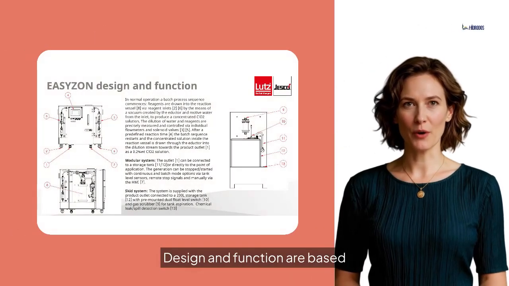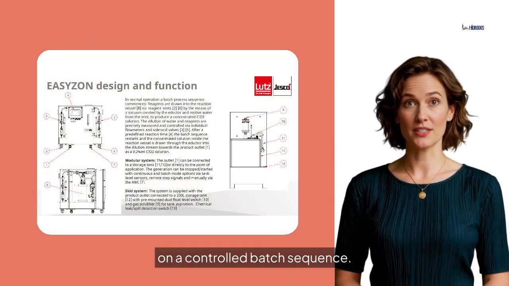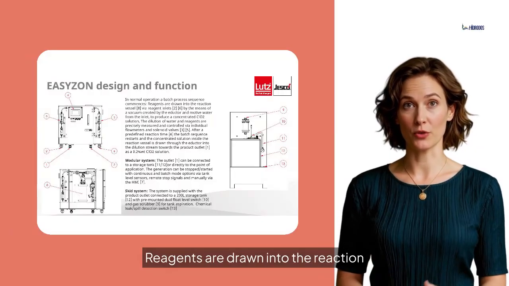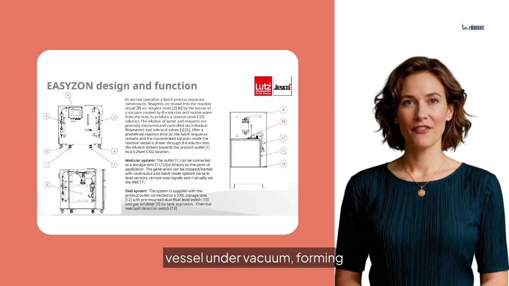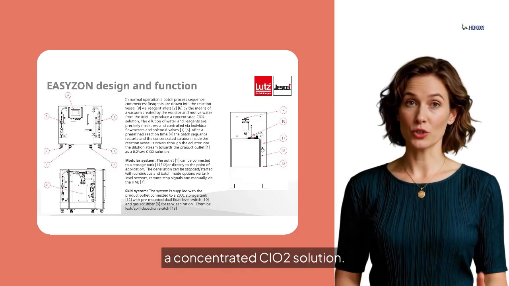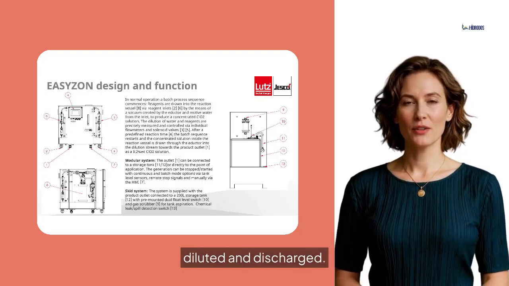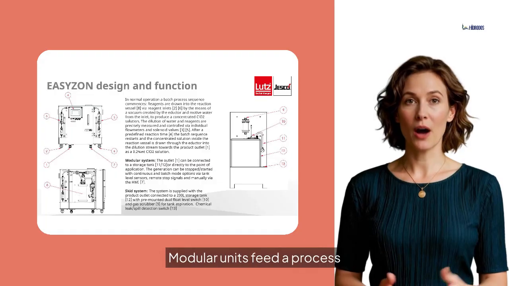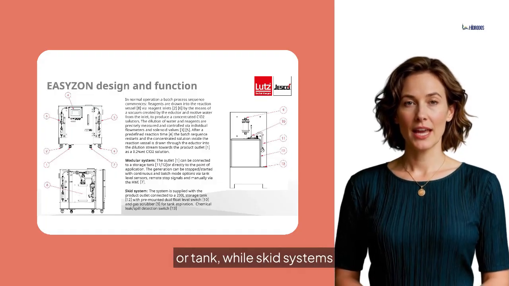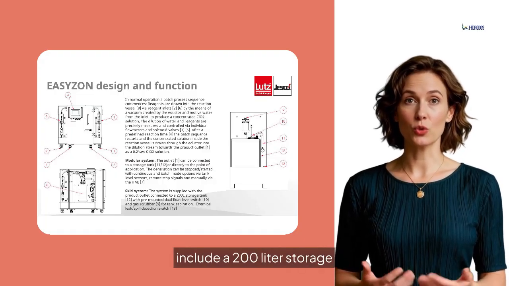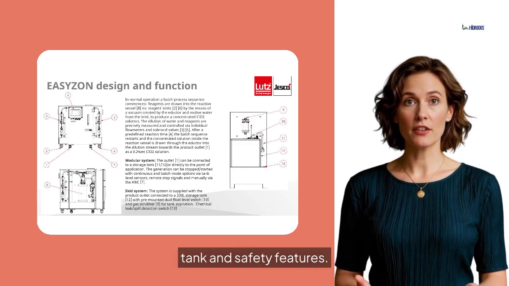Design and function are based on a controlled batch sequence. Reagents are drawn into the reaction vessel under vacuum, forming a concentrated ClO2 solution. After a fixed reaction time, the solution is diluted and discharged. Modular units feed a process or tank, while skid systems include a 200-liter storage tank and safety features.